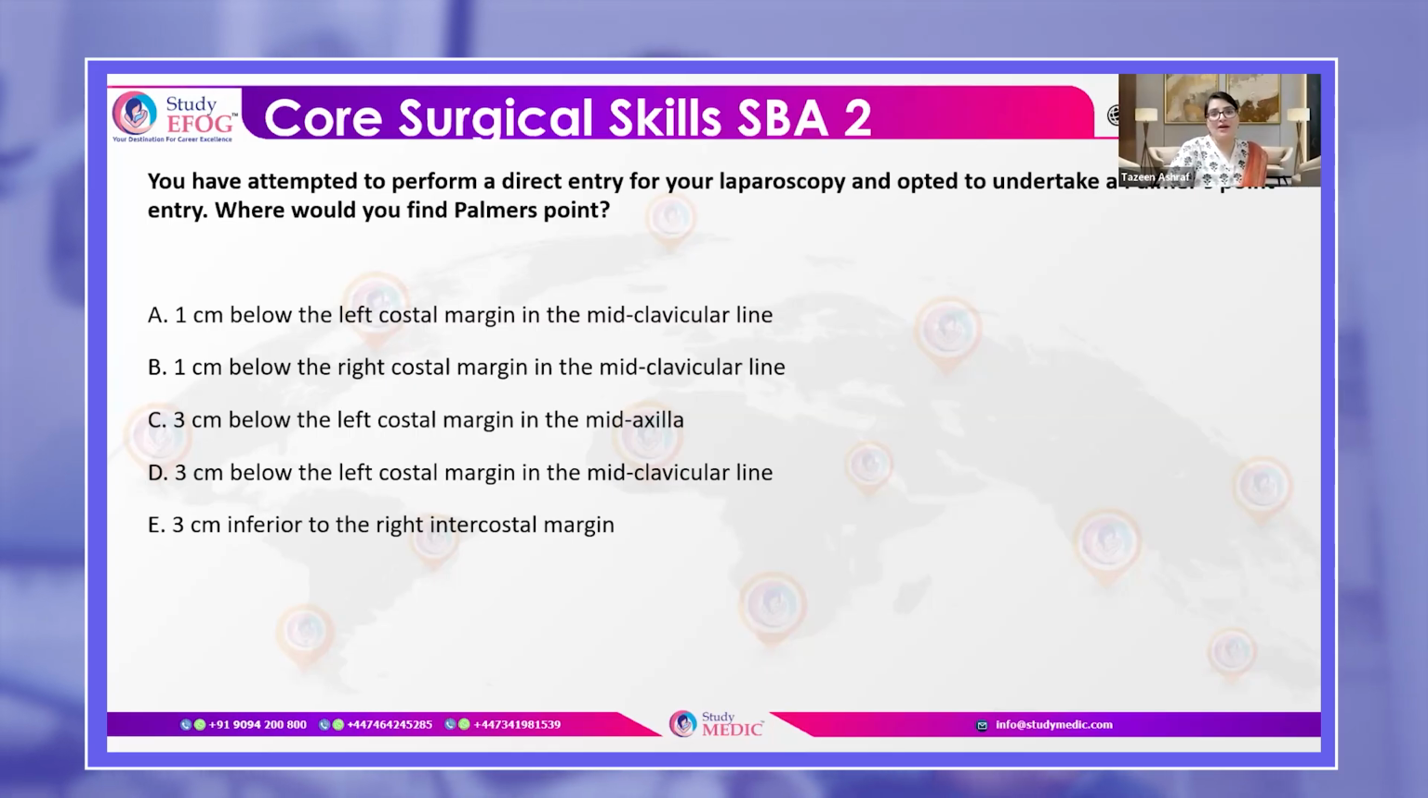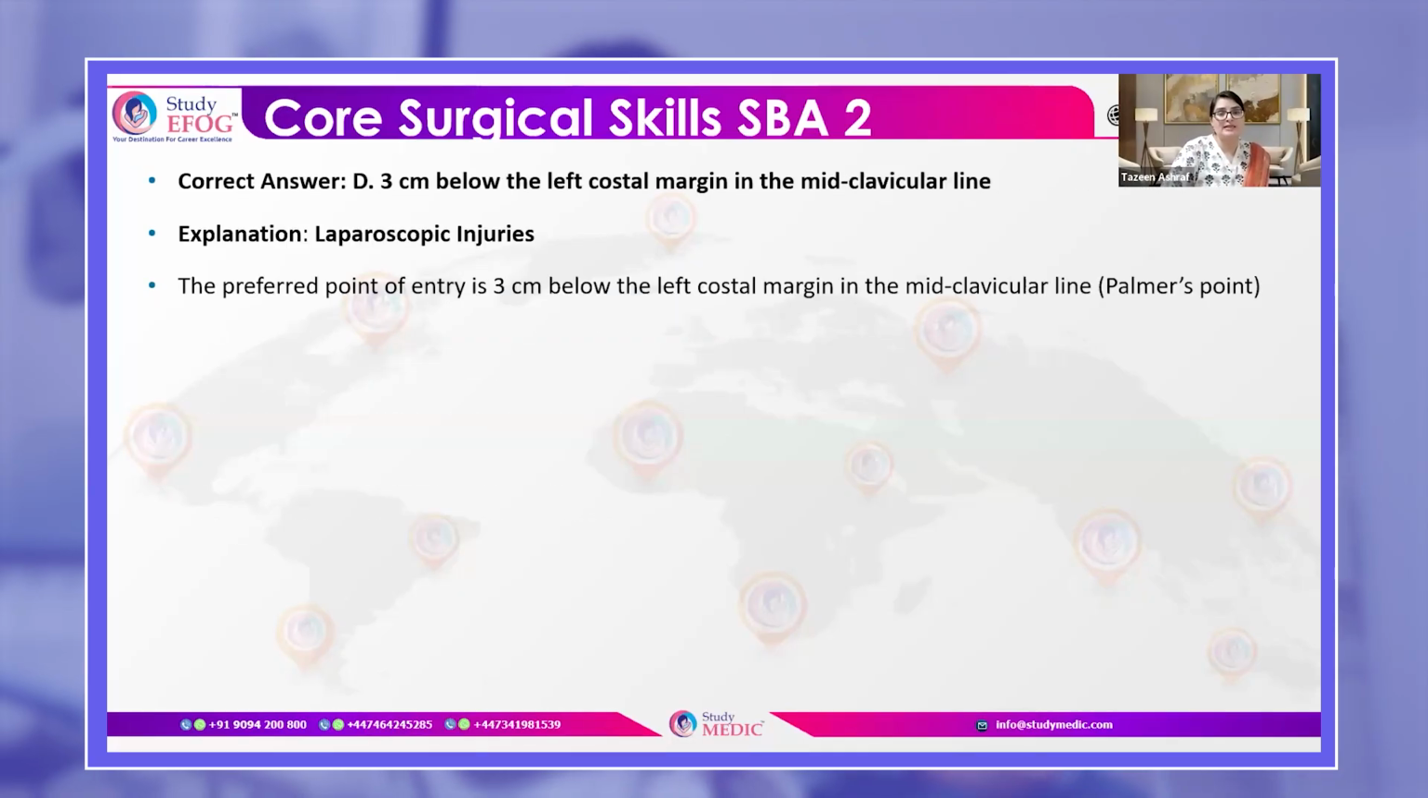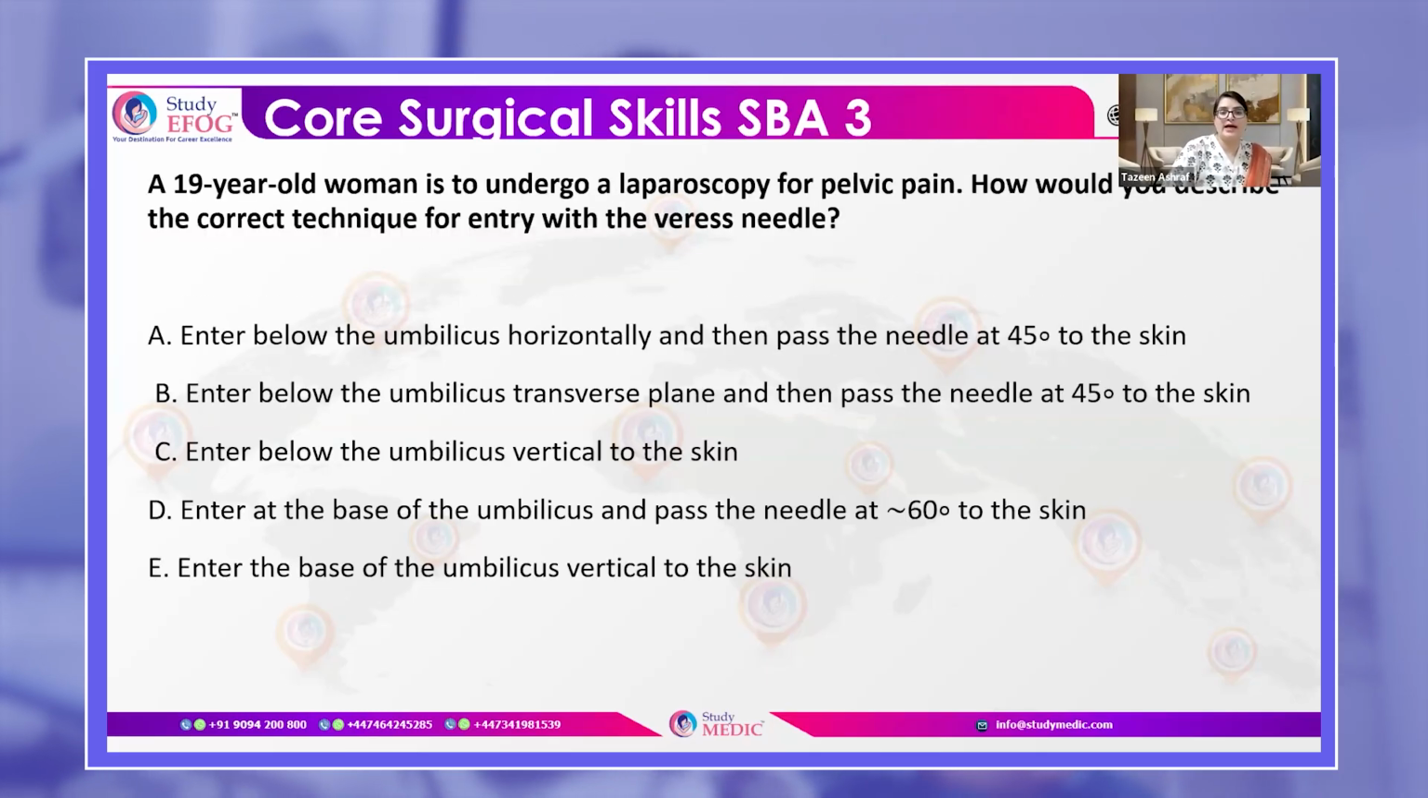So laparoscopic entry points are very, very important. As far as Palmer's point is concerned, it is on the left side, not on the right side, and it is 3 centimeter below the left costal margin in the mid-clavicular plane. So the preferred point of entry is 3 centimeter below the left costal margin, which is known as Palmer's point.